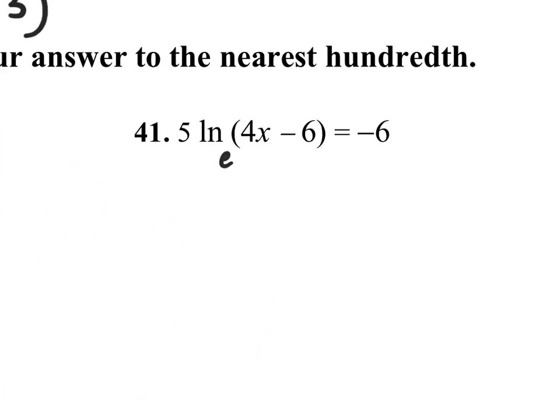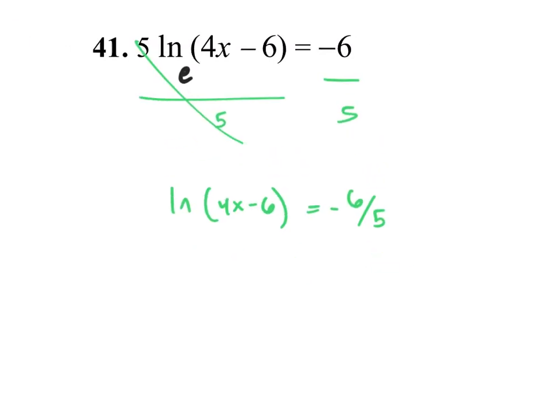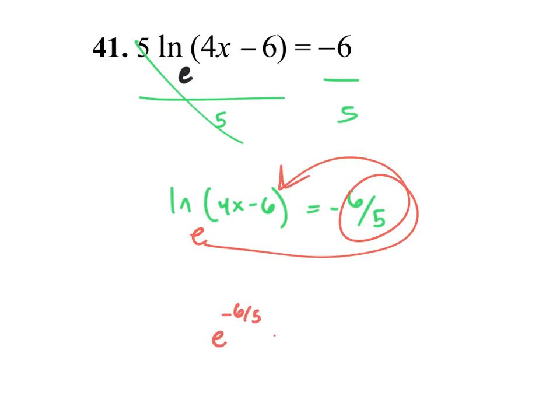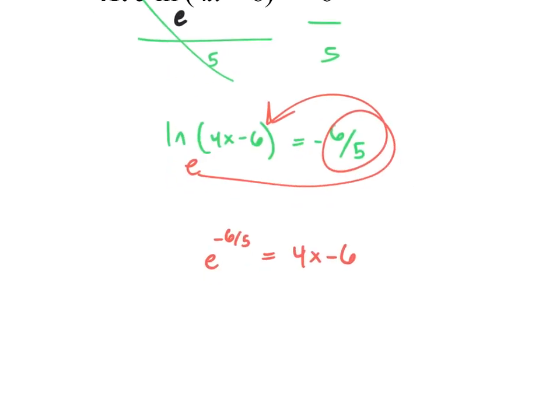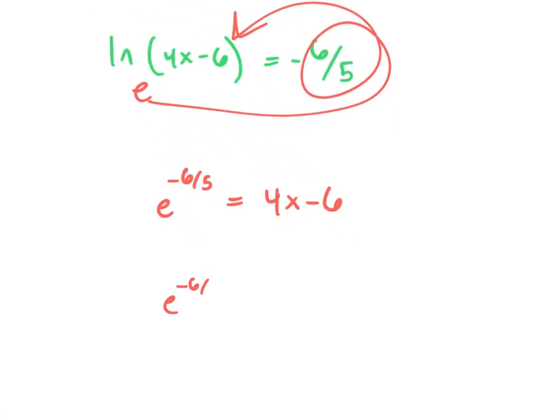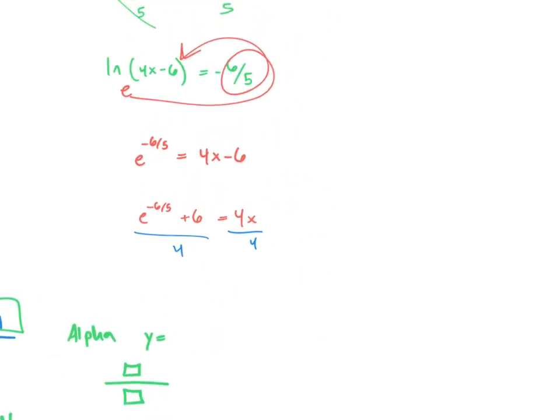One last one here. You need to get it ready for loop and swoop. We have our invisible base e. So e to the -6/5 power is equal to 4x minus 6. I could add 6 to both sides and then divide by 4. And we get that x is equal to e to the -6/5 plus 6 all over 4.